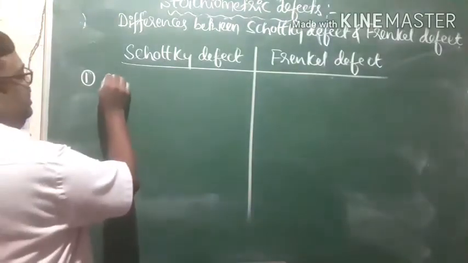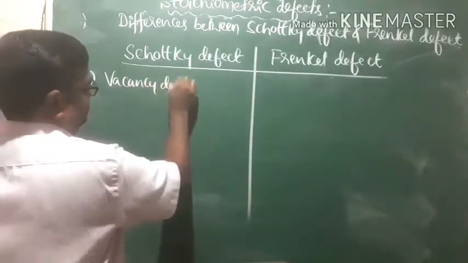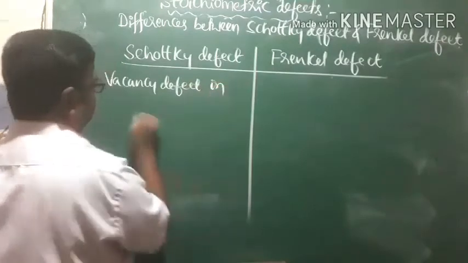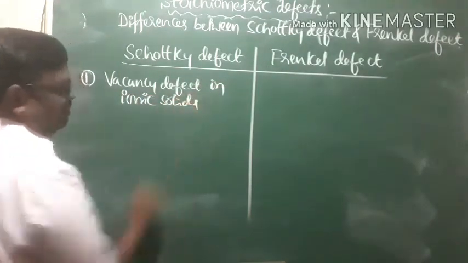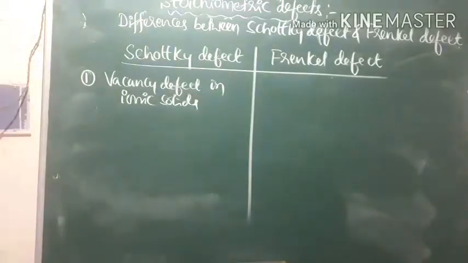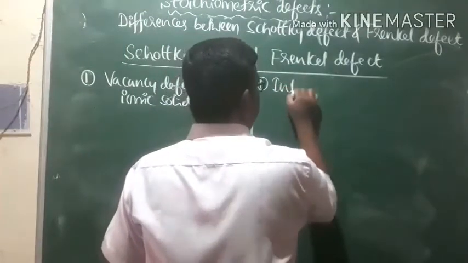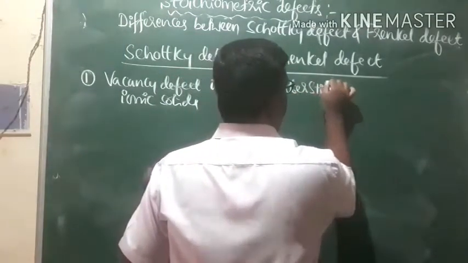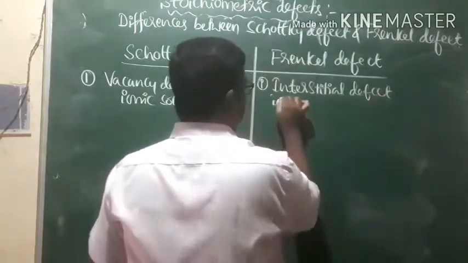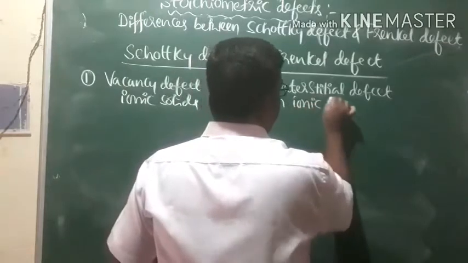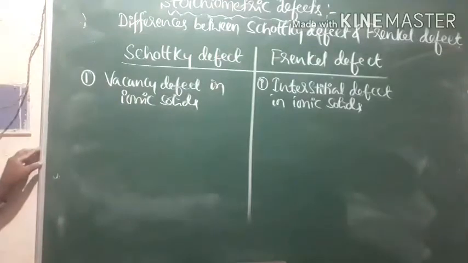Schottky defect, here it is a vacancy defect in ionic solids. This is the first point. Here it is an interstitial defect in ionic solids. This is the first point that we already discussed.